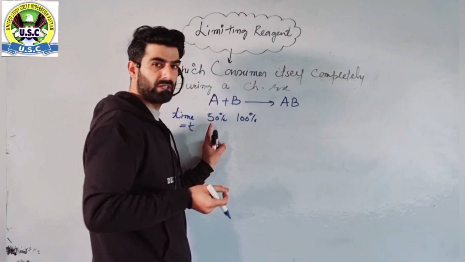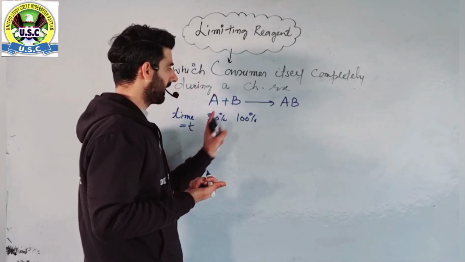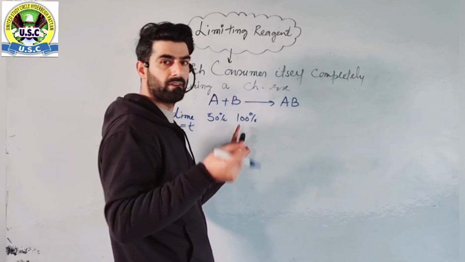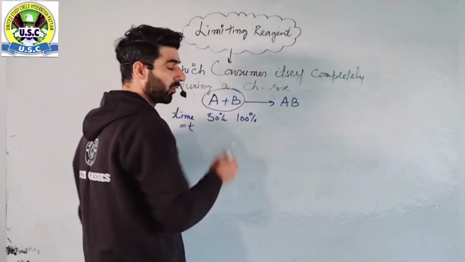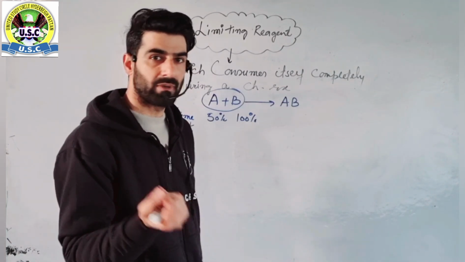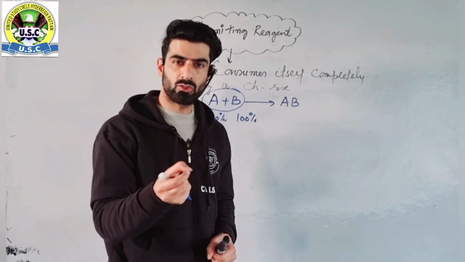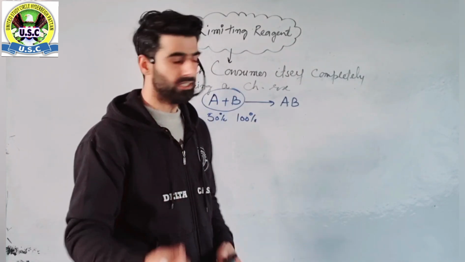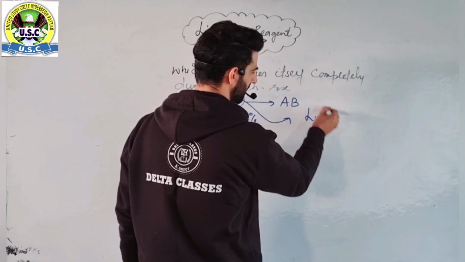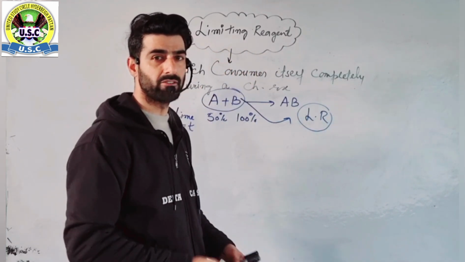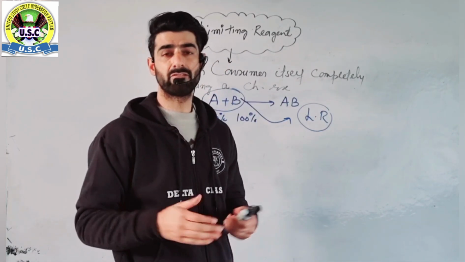When A was consumed 50%, at that time t, B was consumed 100% to give us product AB. So among them, which one consumes itself completely? Obviously B consumes itself completely. If B consumes itself completely to form a product, we can say that this B is called the limiting reagent.